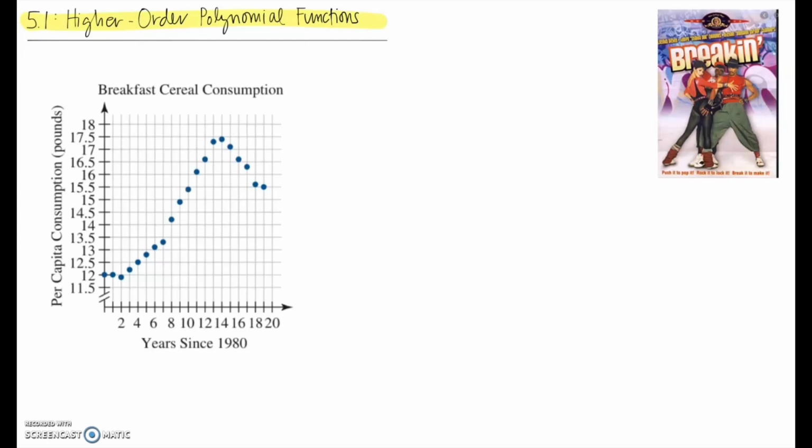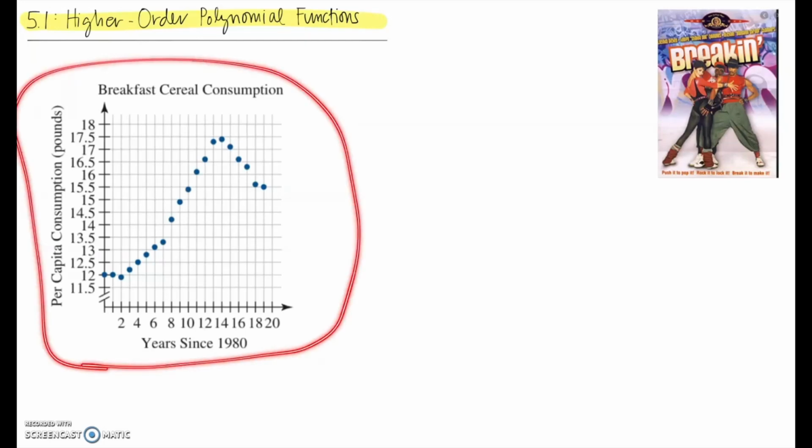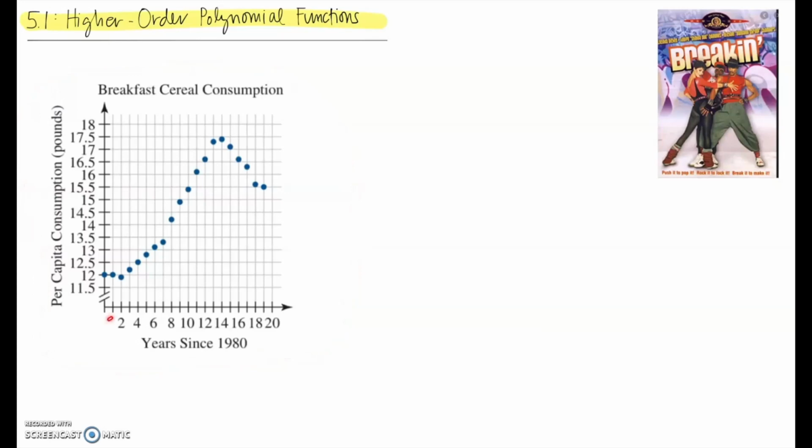Before we do anything, I want you to look at this graph of this function. On the horizontal axis, we have years since 1980, and on the vertical axis, we have per capita consumption of breakfast cereal. So in 1982, breakfast cereal consumption was, it looks like, just under 12 pounds. So per person, in 1982, people were eating 12 pounds of Cheerios or whatever breakfast cereal they were eating. And this is kind of how the graph looks.